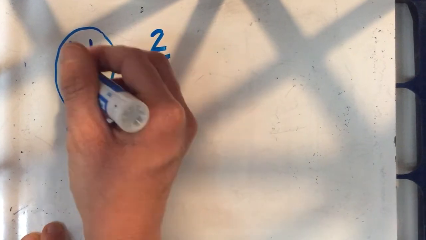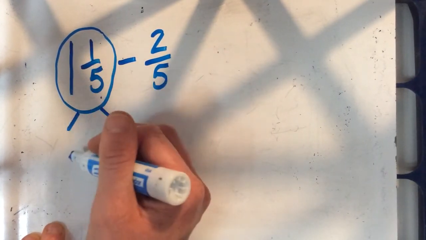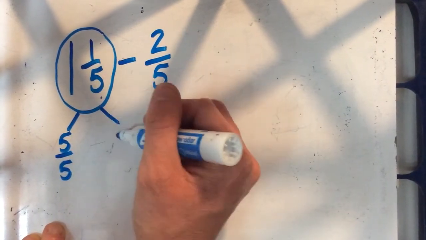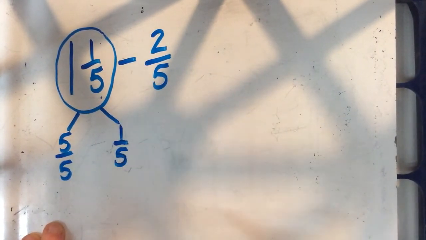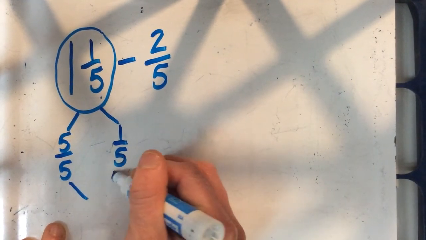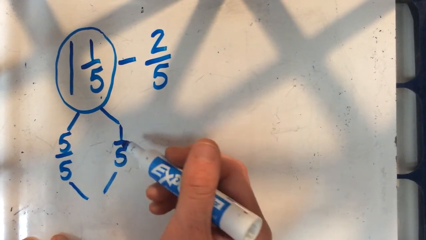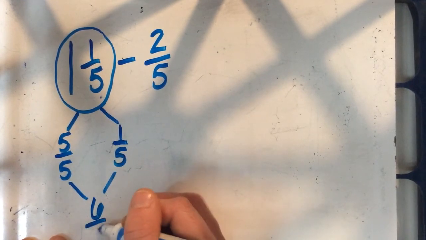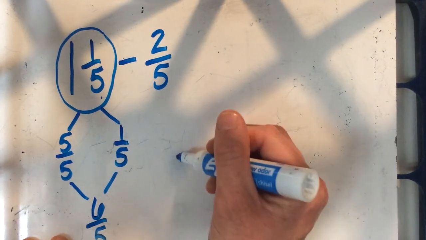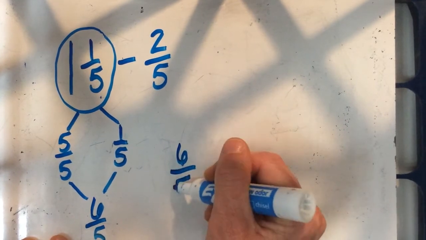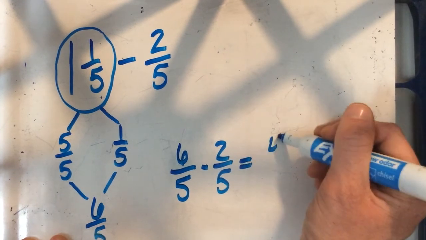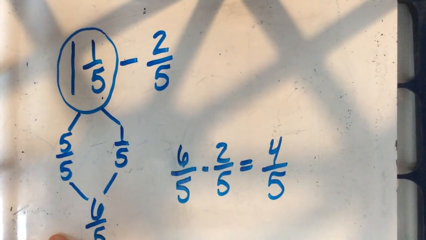We know that it takes 5/5 to make 1, so our 1 is the same as 5/5, and then we have our 1/5, and then we're going to compose this number. We're going to put it back together again. 5/5 plus 1/5 is the same as 6/5. So now that will be easier for me to solve. I can show 6/5 minus 2/5, and that's the same as 4/5.